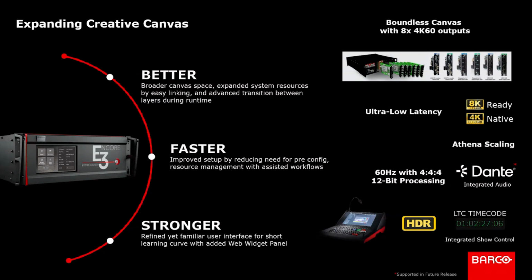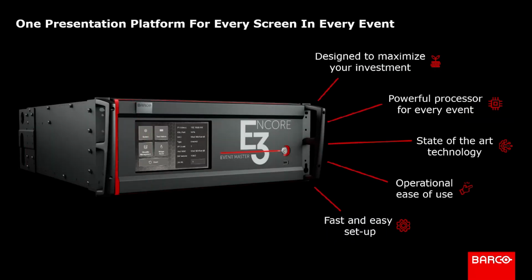And again, all the cool stuff you like to see from us: ultra low latency, 8K ready, 4K native, the Athena scaler, 60 hertz with 444 12-bit, Dante with an asterisk in the future, HDR, LTC time code, integrated show control. All of these awesome things are wrapped up into the Encore 3 ecosystem. So we're shooting for one presentation platform for every screen and every event, not just a monolithic box, right? Because with our linking scheme, we can break these apart and hit every event.